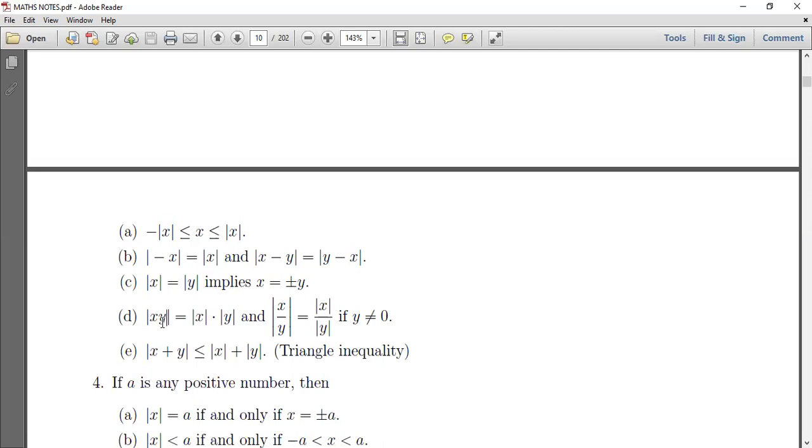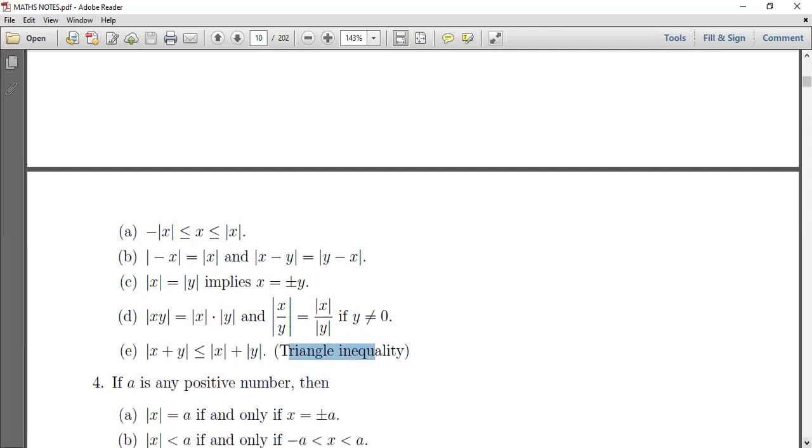Then absolute of x times y is equal to absolute of x times absolute of y. Absolute of x over y is always equal to absolute of x over absolute of y, provided that y is not equal to 0. Absolute of x plus y is not always equal to, but is less than or equal to absolute of x plus absolute of y. This is called the triangular inequality.